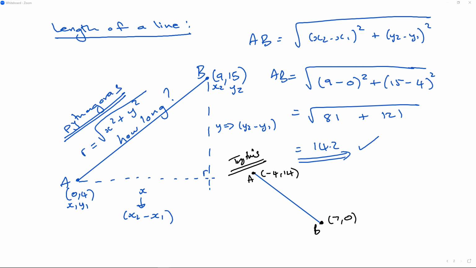This is what I've tried at the moment. First thing is, when I substitute into the formula for AB, I'm going to call this x1, y1 and this x2, y2. It's going to be x2 first, subtracting x1 in the first bracket. So that's going to be 7 minus -4, squared, plus 0 minus 14, squared.